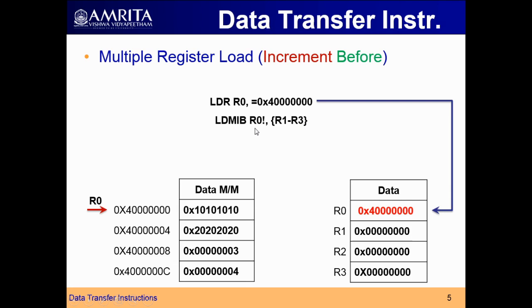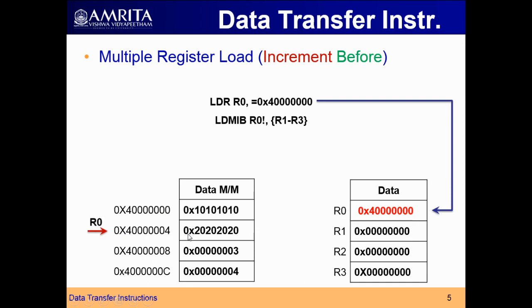So since it is increment before, what will happen? Before moving the data to the corresponding register, the address pointer will increment. So before performing the load, incrementing of the address pointer will take place. That is known as increment before. You can see that the address pointer was initially pointing to this. Before performing load, it will increment to 4004. So now the address pointer has been incremented to 4004.